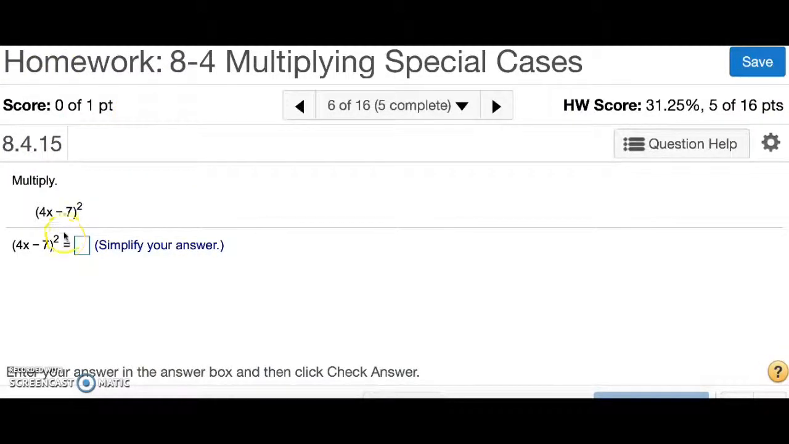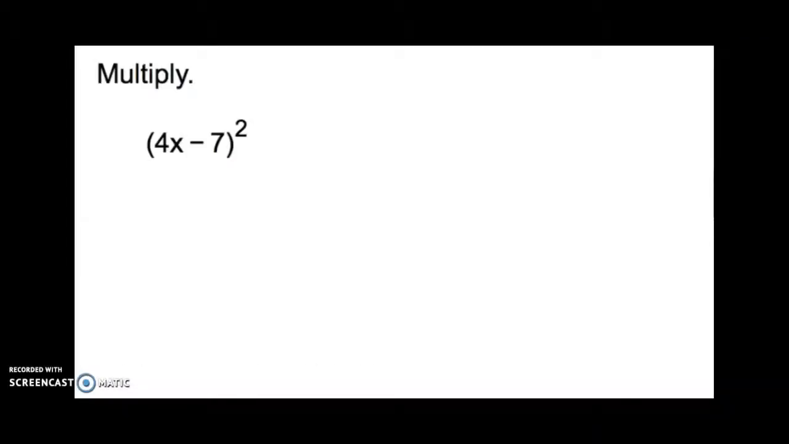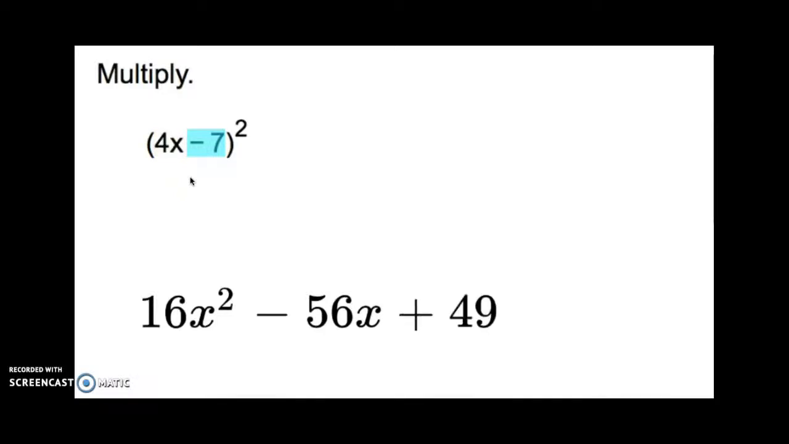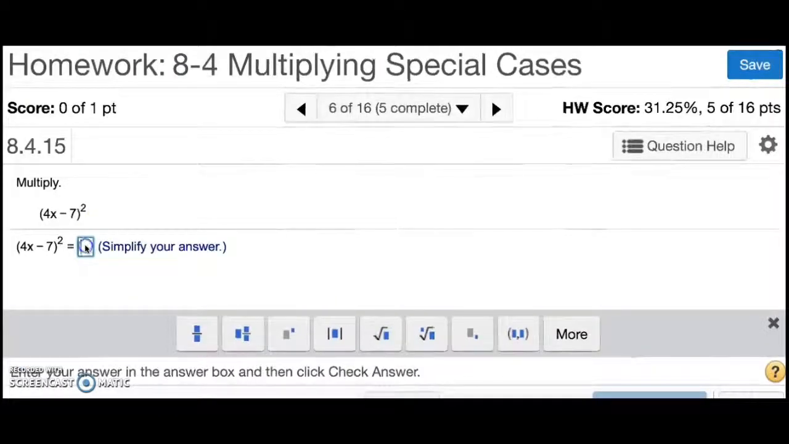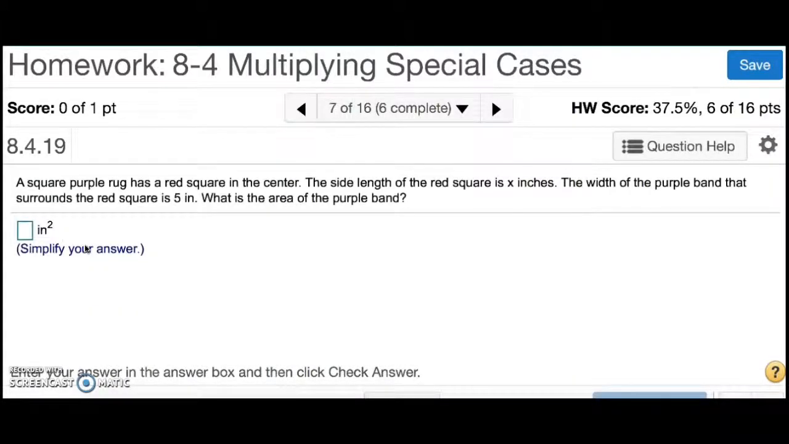Alright, number 6, it is asking you to multiply. So let's take a closer look at it. Okay, so we again have a binomial being squared. So the trick is to first square the first term. So 4x being squared is 16x squared. Then we multiply the two terms together. We'll get negative 28x. Doubled is negative 56x. Then square negative 7, you'll get positive 49. So my answer is going to be 16x squared minus 56x plus 49. So let's type that in. Typing that in, I have 16x squared minus 56x plus 49.